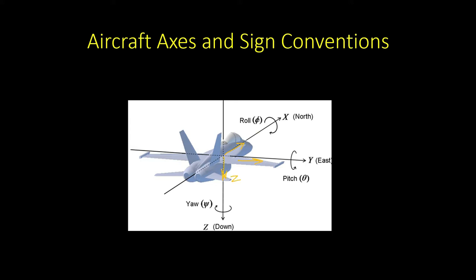Now consider the right hand thumb rule. If you put your thumb in the direction of positive x, positive y and positive z, you will get the positive movements. If you put your thumb along the positive x-axis, you will get a rolling movement like this, that is right wing going down will be considered as the positive rolling movement. So rolling movement is denoted by L and the coefficient of the rolling movement is CL.